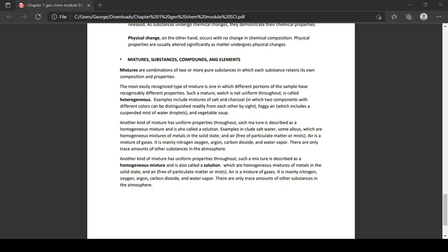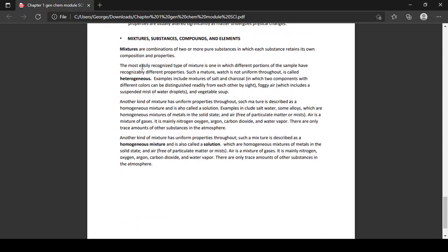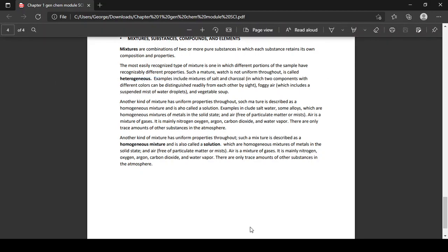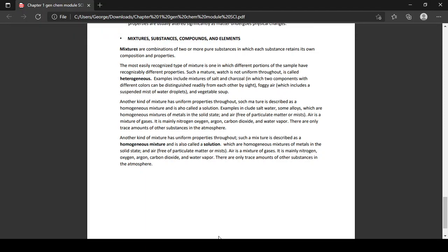Next, kids, we have your heterogeneous mixtures and homogeneous mixtures. You have your heterogeneous mixtures. Take note, kids. The most easily recognizable type of mixture is one with different portions of the sample that have recognizably different properties. Such a mixture, which is not uniform throughout, is called your heterogeneous mixture. Why? Because kids, for example, this mixture is a mix of both solid and liquid.